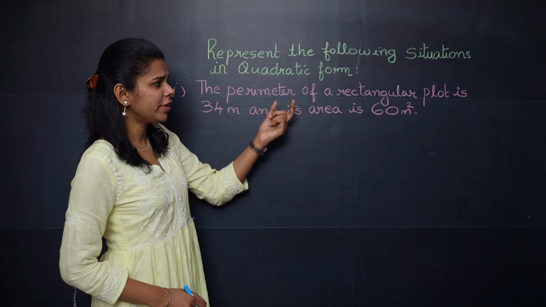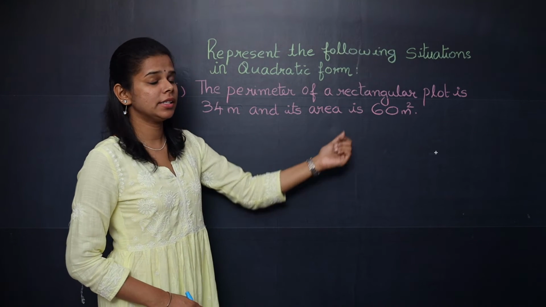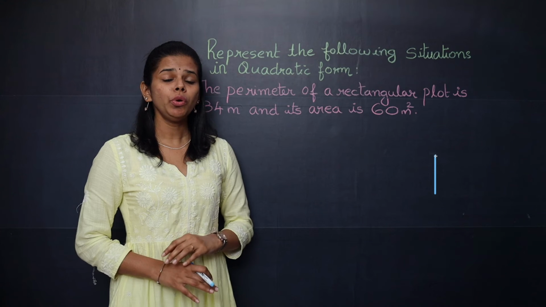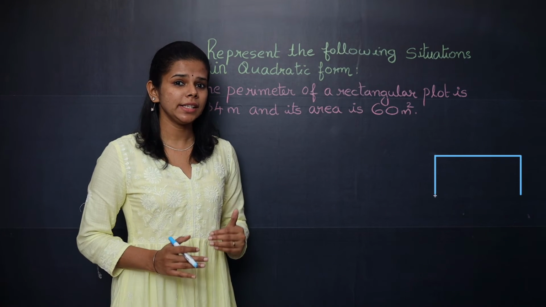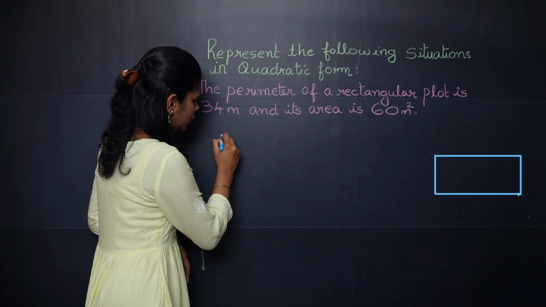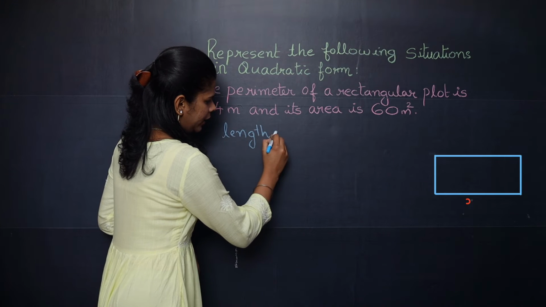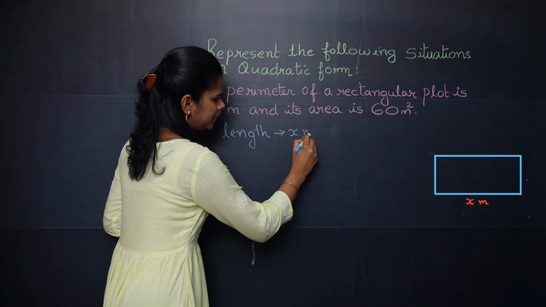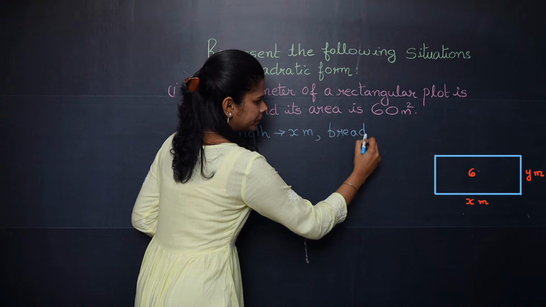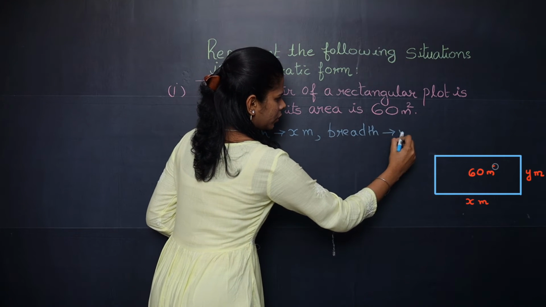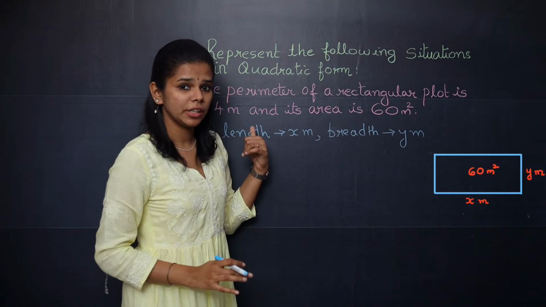The perimeter of a rectangular plot is 34 meter and its area is 60 meters square. You don't have any idea on what is length and breadth. So let us assume the length to be x meter and breadth y meter. Now the perimeter is given as 34 meter.